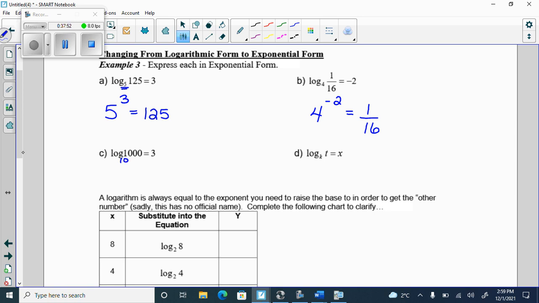What's the base of my log? 10. So that's going to be the base of my exponent. In order for this to be a base, I need an exponent. What's my exponent? 3, and it's going to equal 1,000. What about this one? A to the power of x equals 2.